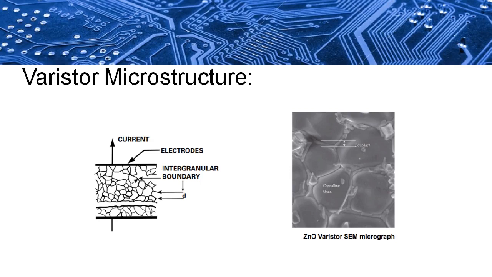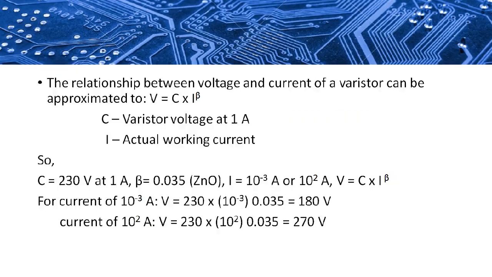increase the varistor voltage. The relationship between voltage and current of a varistor can be approximated to V equals C into I power beta, where C is the varistor voltage at 1 ampere current, and I is the actual working current. Suppose C is equal to 230 volts at 1 ampere and beta is equal to 0.035 for zinc oxide material. For different currents, I is equal to 10 power minus 3 amps under normal operating condition and I is equal to 100 amps under transient condition. The value of V can be calculated as 180 volts and 270 volts.